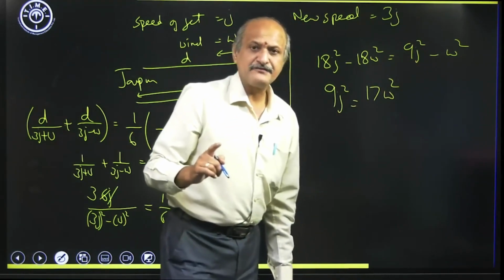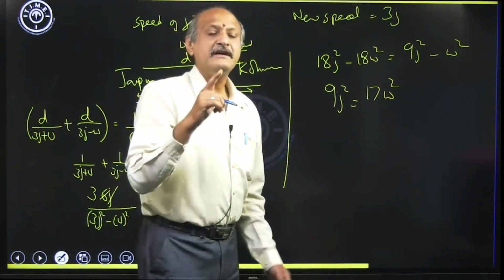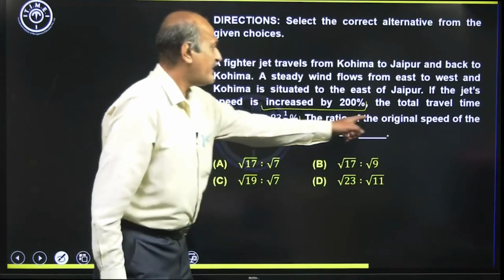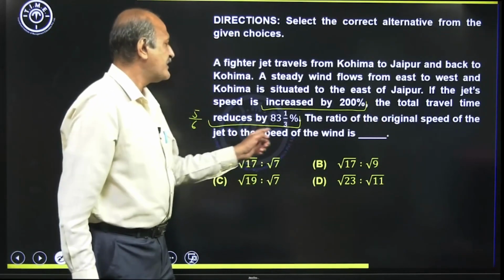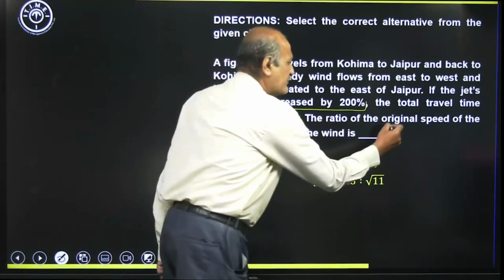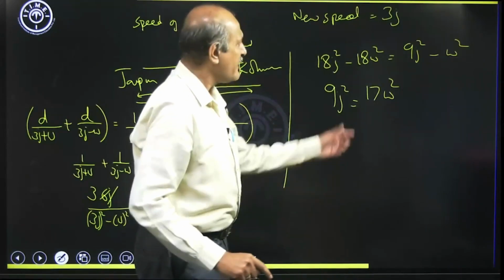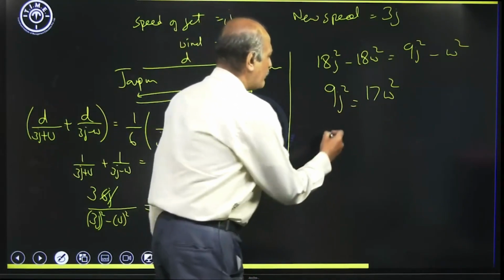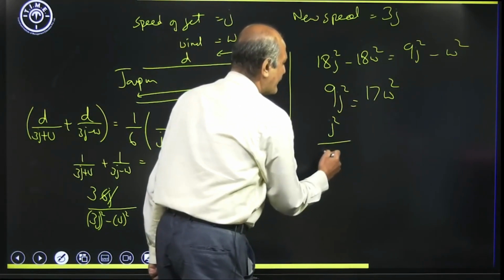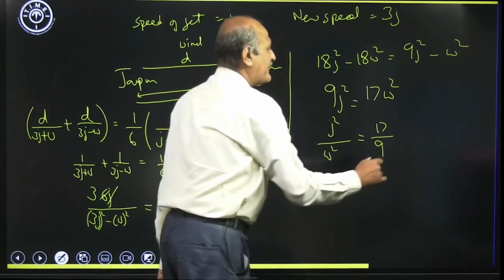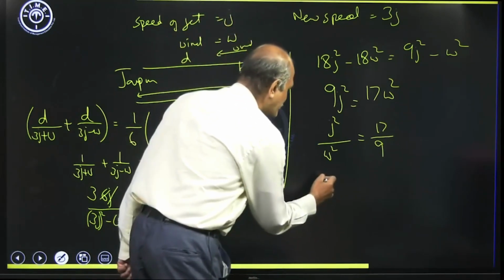Okay, what are we asked to find? We are asked to find the ratio of the speed of the jet to the speed of the wind. Please see, the question is asking to find the ratio of the original speed of the jet to the speed of the wind. We are actually looking for the ratio J is to W. Now if we simplify this one, what do we get? It is J square divided by W square. We get it equal to 17 divided by 9. Okay, so what about this one? J by W?